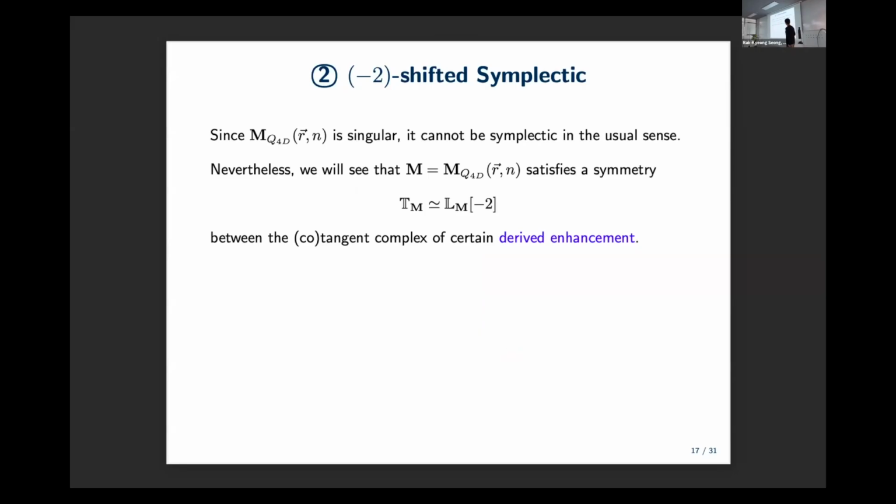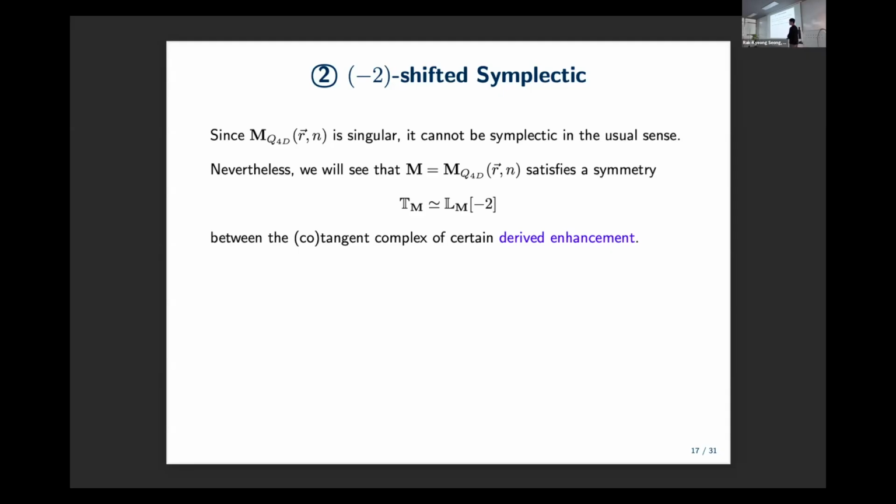And just like the usual symplectic structure defines the isomorphism between tangent bundle and cotangent bundle, the negative two-shifted symplectic structure implies an isomorphism between what's called the tangent complex instead of tangent bundle and the cotangent complex instead of cotangent bundle. And then there is a shift, which is the matching with this shift. But to say this, we need to choose what's called the derived enhancement of this moduli space that I just described. And this is some hidden structure behind the moduli space.